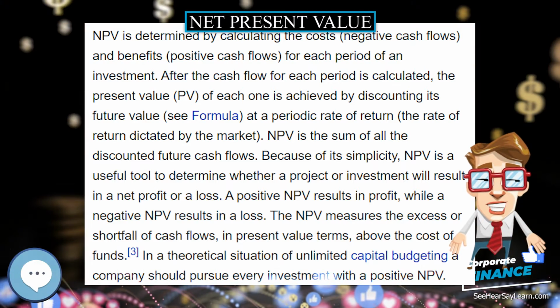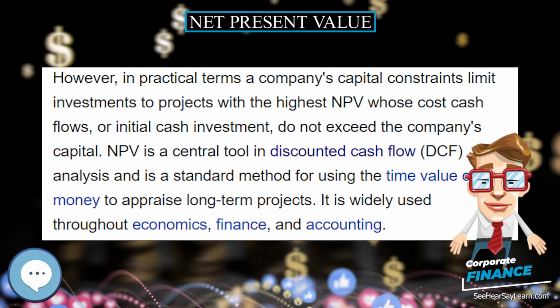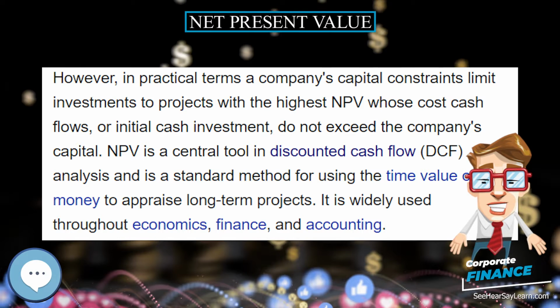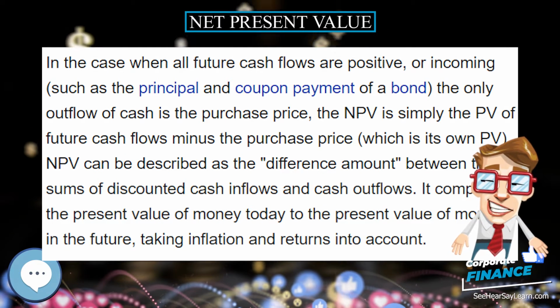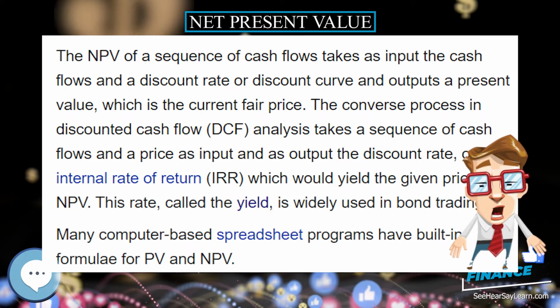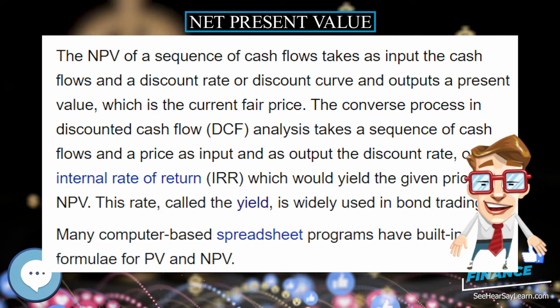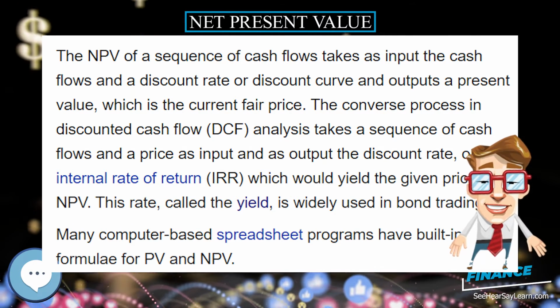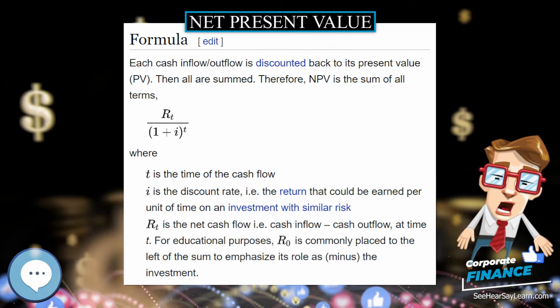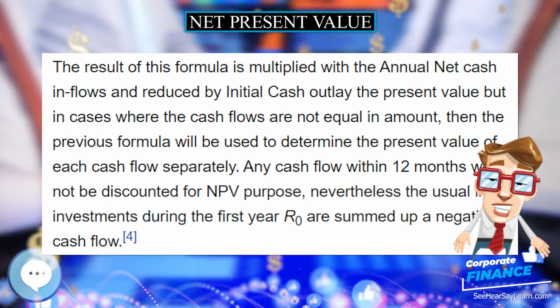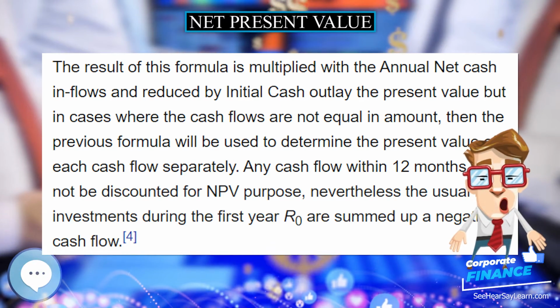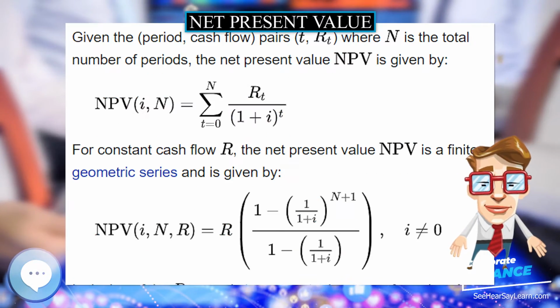The converse process in discounted cash flow, DCF, analysis takes a sequence of cash flows and a price as input and as output the discount rate, or internal rate of return, IRR, which would yield the given price as NPV. This rate, called the yield, is widely used in bond trading. Many computer-based spreadsheet programs have built-in formulae for PV and NPV.